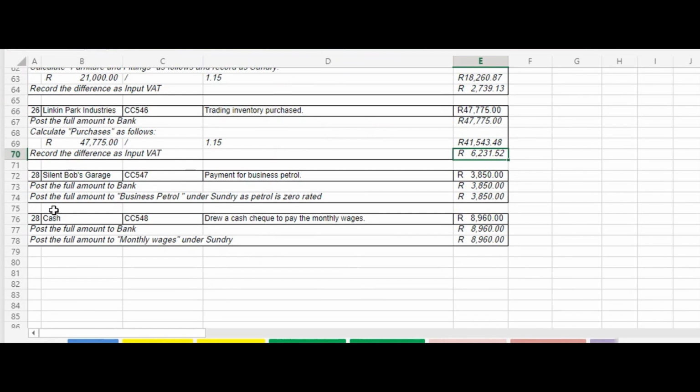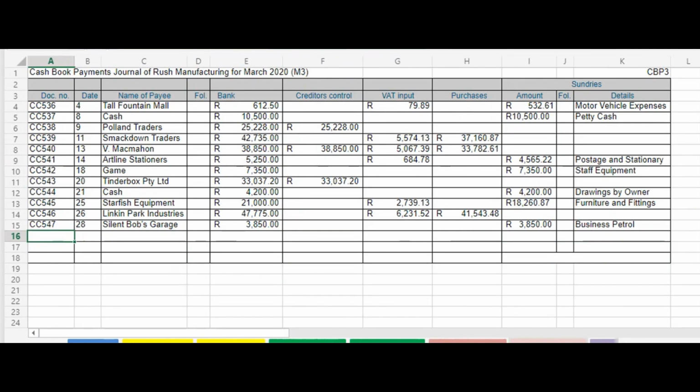Okay, I'll check what's going on there now. Okay, 1 transaction left. Also on the 28th, we draw a cash check to pay monthly wages. Okay, that's simple. It's full amount posted to bank and full amount posted to monthly wages under sundry. There's no VAT applicable on wages. There are other taxes payable on wages like pay as you earn, but that does not apply to this transaction because we haven't done that yet.